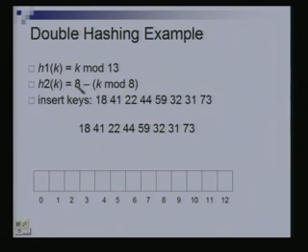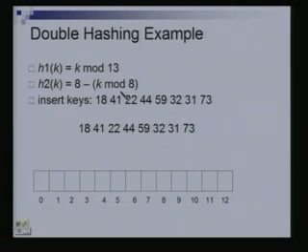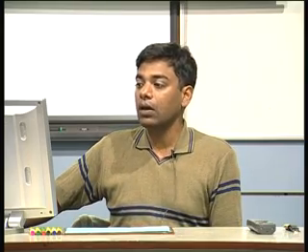So it will always be a number between 1 and... no, it cannot be 0 because k mod 8 lies between 0 and 7. So, it is between 1 and 8. 0 does not make any sense, right? If it is 0, then we are in trouble. If H2(k) is 0 for some k, then that means that you are continuing looking at the same place, and if that place were occupied, then you cannot insert the element at all. Okay, so let us insert the first element, 18.